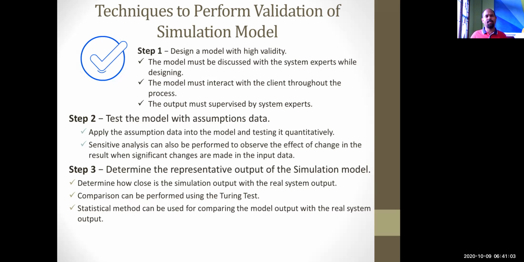Different road conditions will be there, different traffic conditions will be there. So that speed will be just a symbolic speed. So the representative output is that one. That means which output will be published for general people, that will be determined in the third step. So these are the techniques for validation of simulation model.